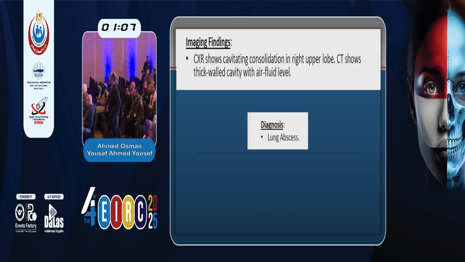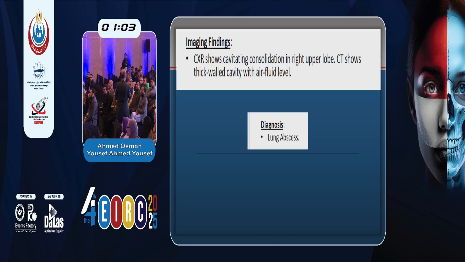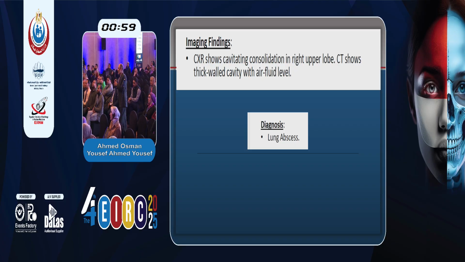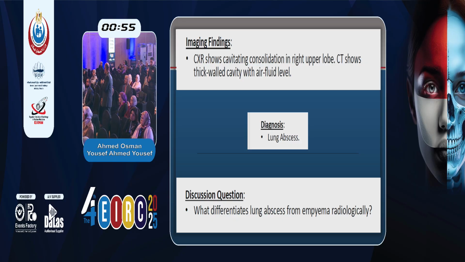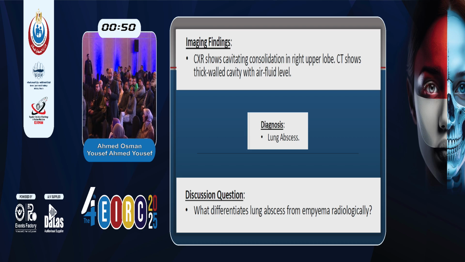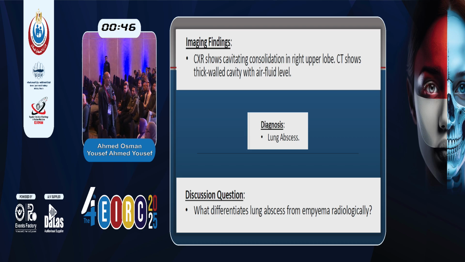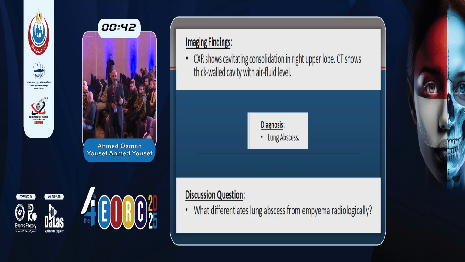Chest X-ray, as we said, showing cavitating consolidation in the right upper lobe with thick-walled cavity showing air fluid level. The diagnosis is lung abscess. My question is, how do you differentiate lung abscess from empyema? Do you know what empyema is? Pleural, yes. How do you differentiate between lung abscess and empyema?